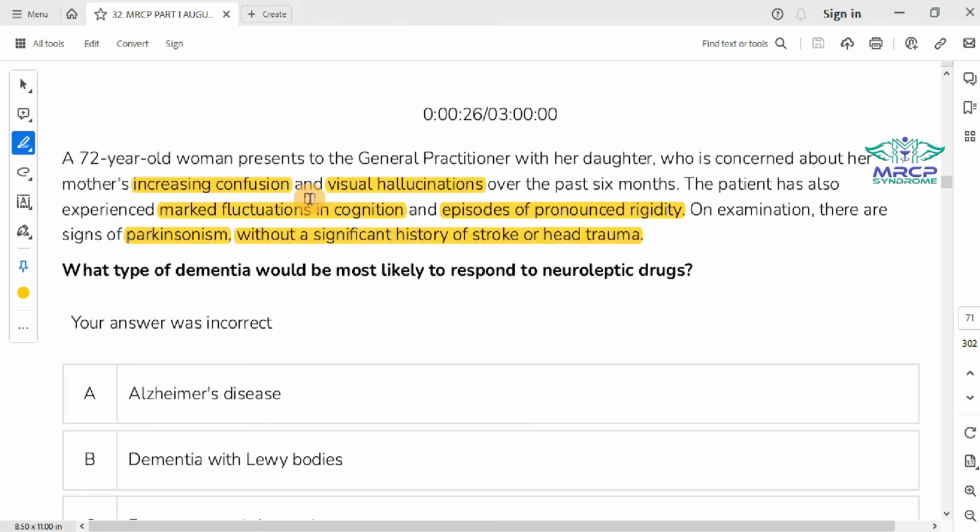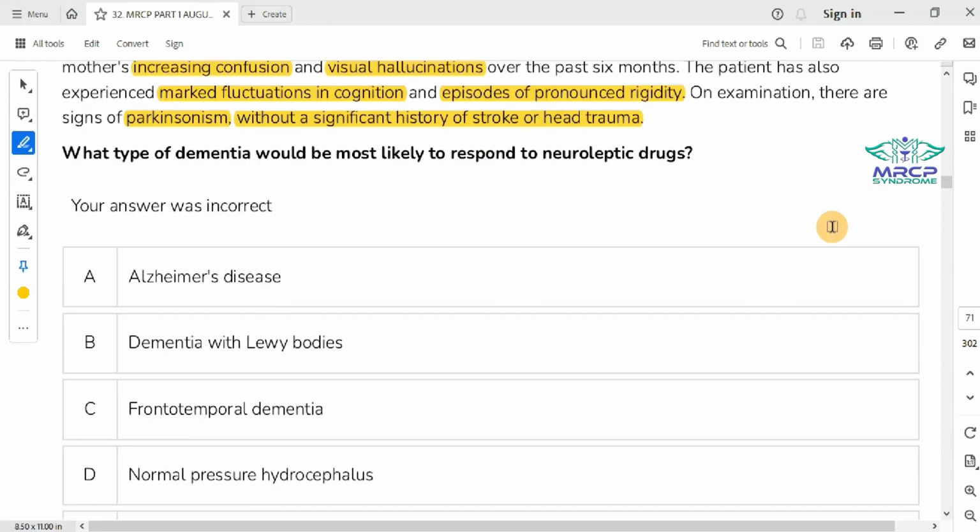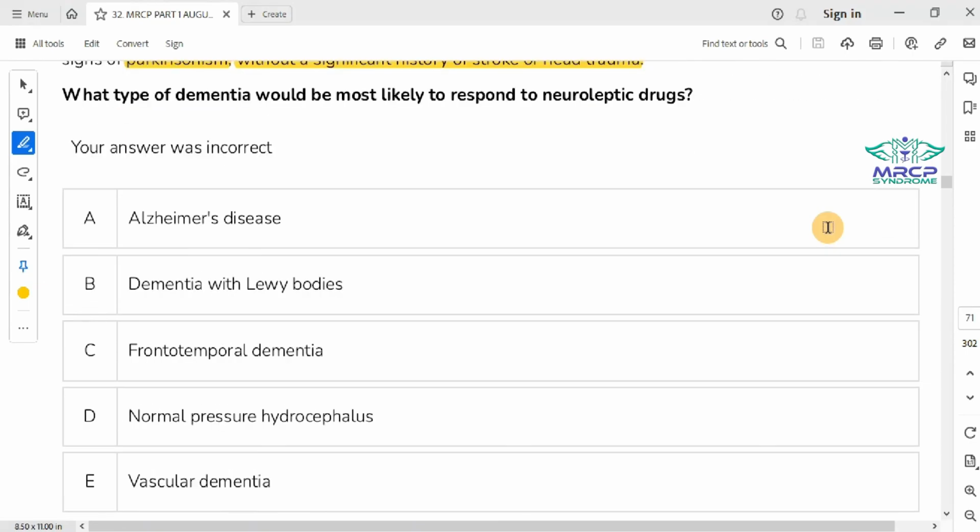A 72-year-old woman presents to the GP with her daughter who is concerned about her mother's increasing confusion and visual hallucinations over the past 6 months. The patient has also experienced marked fluctuations in cognition and episodes of pronounced rigidity. On examination, there are signs of Parkinsonism without a significant history of stroke or head trauma. What type of dementia would be most likely to respond to neuroleptic drugs? Alzheimer's disease, dementia with Lewy bodies, frontotemporal dementia, normal pressure hydrocephalus, or vascular dementia?